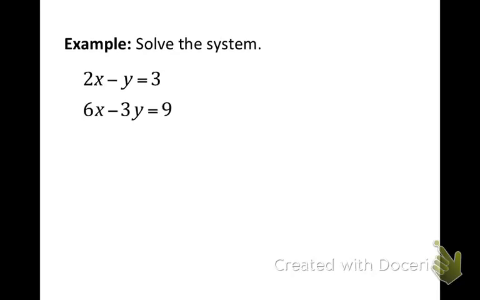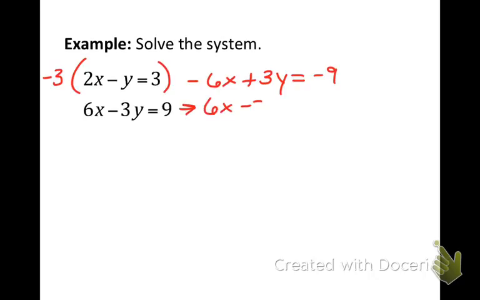So I see a 2, I see a 6. So I can easily convert a 2 to a 6 by multiplying by a negative 3, right? Because if I do a positive 3, that would make it a positive 6 and a positive 6, which won't eliminate. So if I multiply line 1 by a negative 3, I get negative 6x plus 3y equals negative 9. This equation stays the same. 6x minus 3y equals 9. So now I get 0 equals 0. Is that true or false? That's true. So that means it's infinitely many solutions.